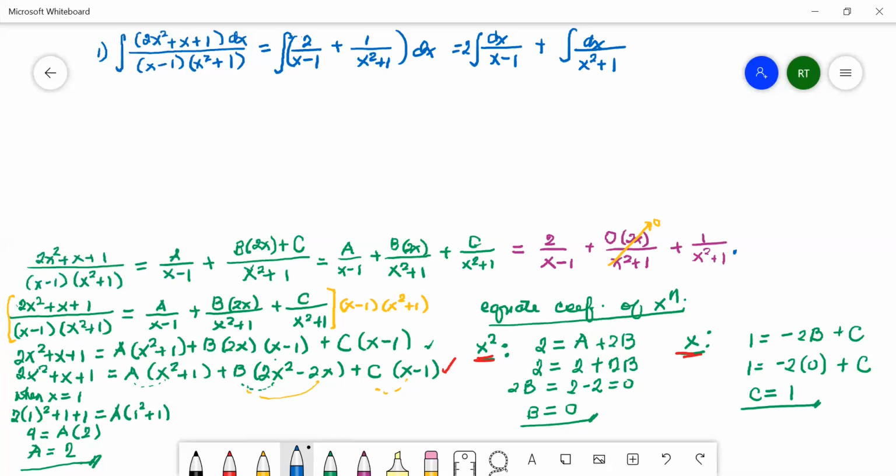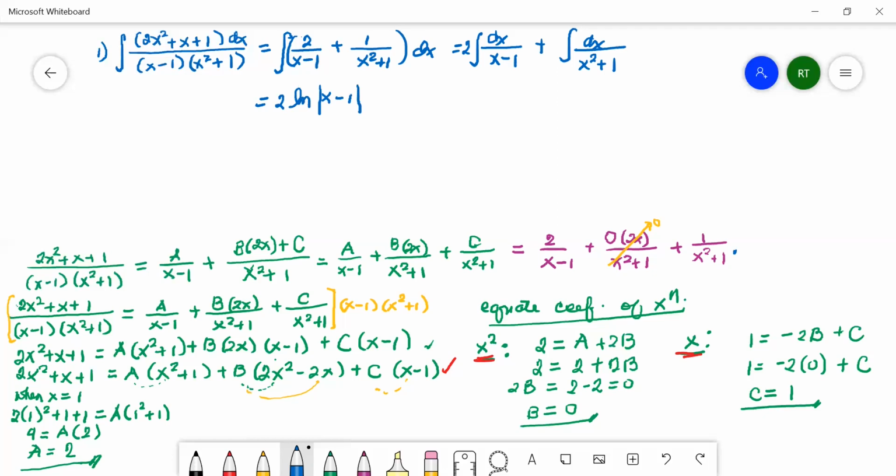If we evaluate the integral of dx over x minus 1, we can see that the numerator is the exact differential of the denominator. Therefore, the integral will lead to a logarithm, and we can use the formula: the integral of du over u is equal to the natural logarithm of u plus c. Hence we will have 2 times the natural logarithm of the denominator, x minus 1. Now, what about the other integral?